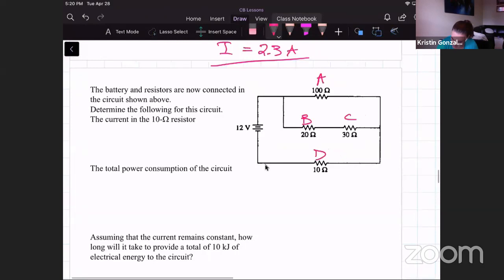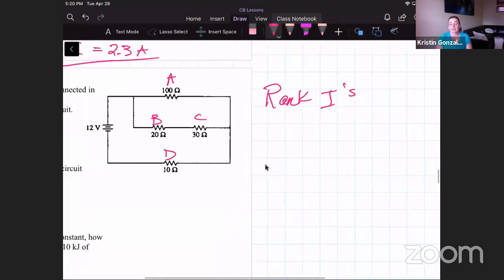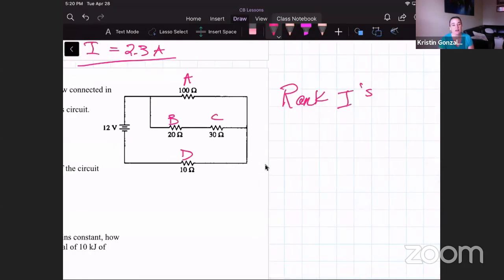Okay, so I'm going to do this over here. So let's go back to which of these are in series and which are in parallel. If we look at B and C, well, they're on the same branch. So B and C are in series with each other.